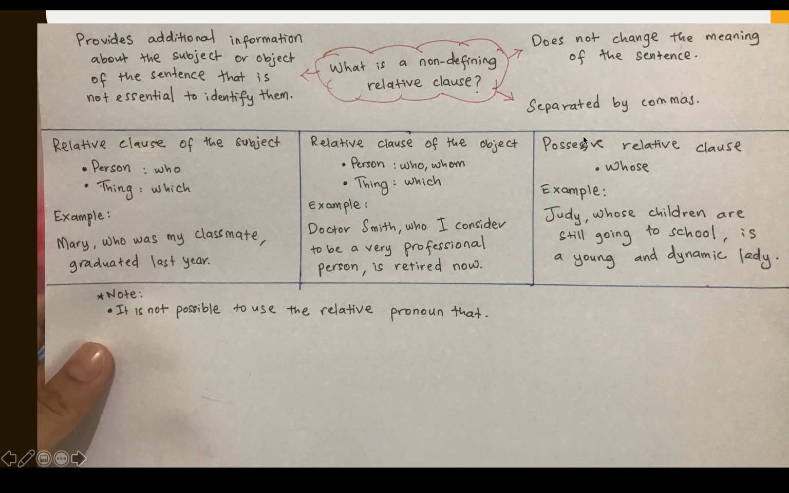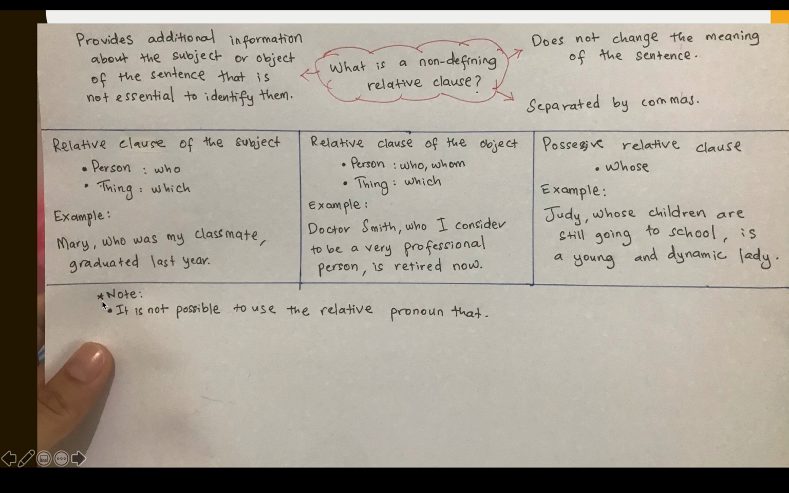For possessive relative clauses, we use whose. For example, Judy, whose children are still going to school, is a young and dynamic lady.